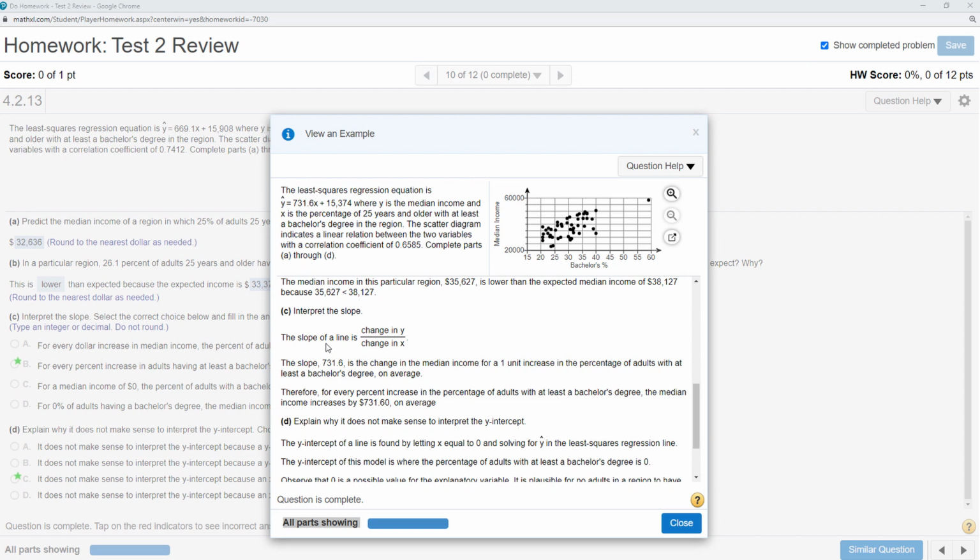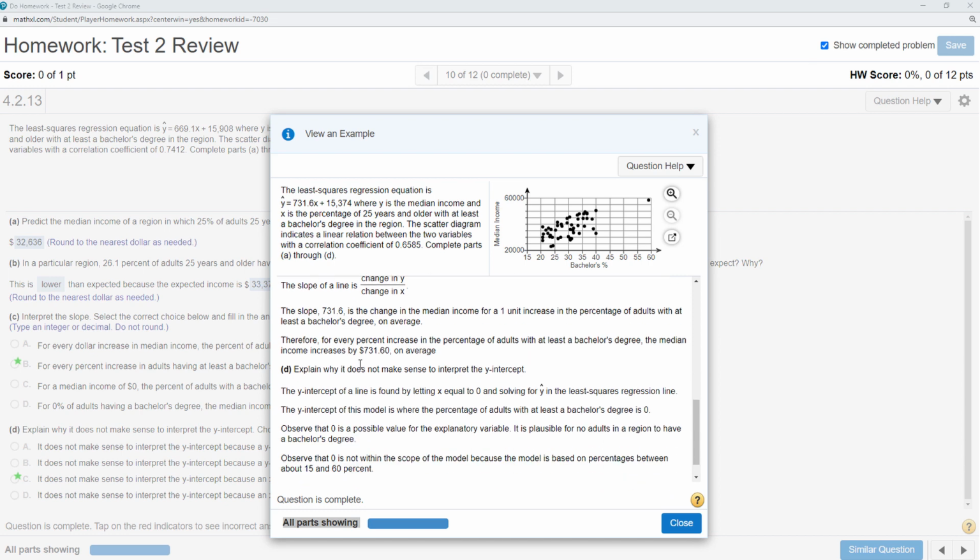So in this case here, the slope of the line. So we look at this again. We have y equals mx plus b. In this case, our slope is 731.6. So therefore, for every percent increase in the percentage of adults with at least a bachelor's degree, the median income increases by $731.60 on average.